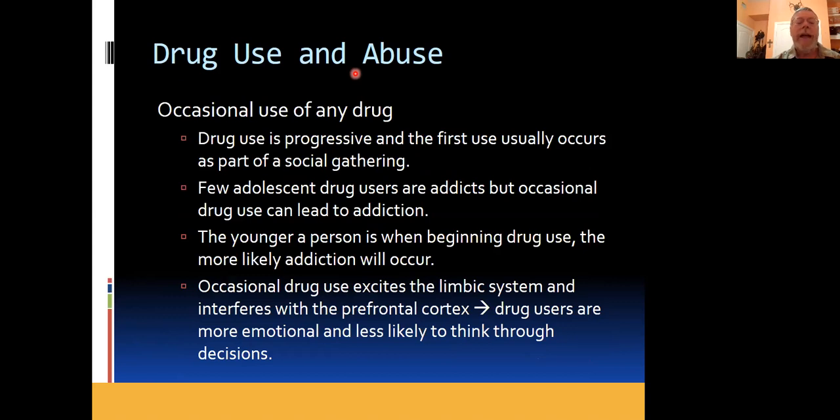Occasional use of a drug. Drug use tends to be progressive with some drugs. In fact, first use of many drugs occurs as part of a social gathering. So many adolescents who try drugs don't become addicted. Although, the more frequent the use is, especially for drugs that produce physical dependency, the more likely addiction is. Also, the younger the person is when they begin using the drug, the more likely they will experience an addiction to the drug.